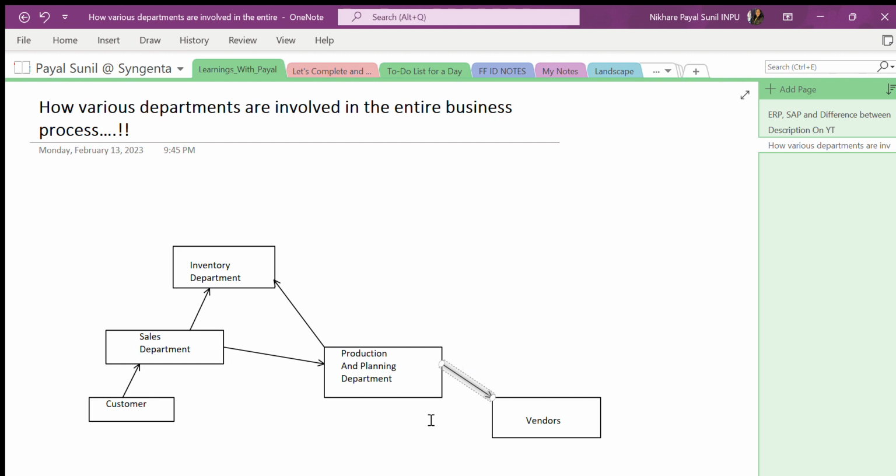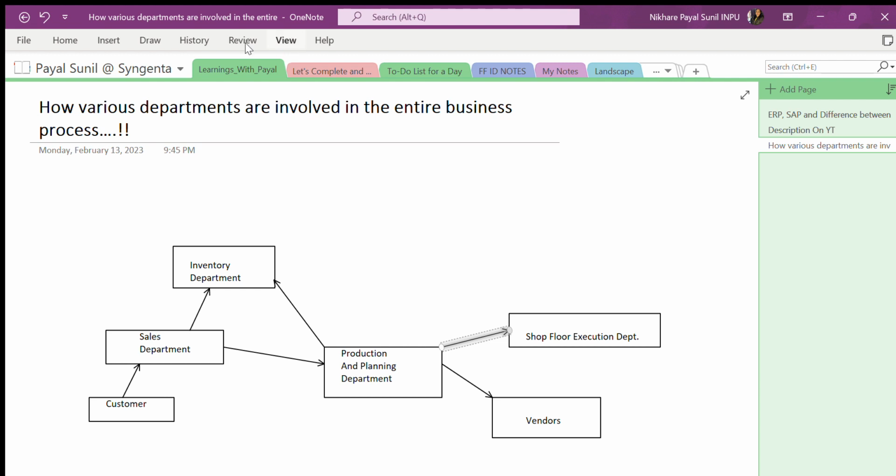Once that raw material is received, the production and planning department will forward that raw material to the shop floor execution department. Now, what will the shop floor execution department do? It will create, or manufacture, that product.